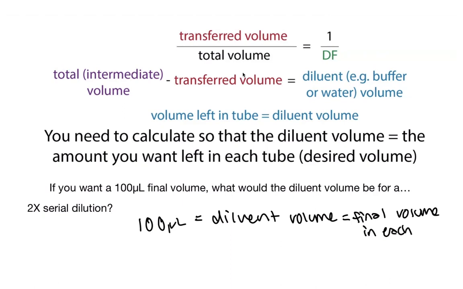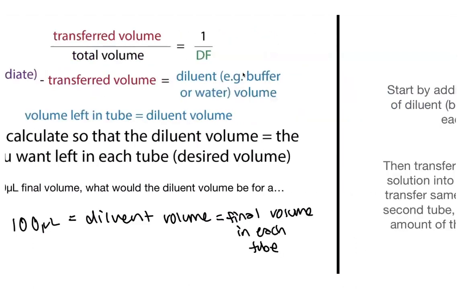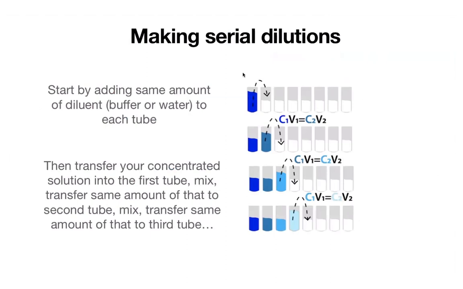Now remember, the last tube is going to have the extra, unless you pipette out of it. But basically the final volume you want is going to be the volume of buffer or water you're going to have to put in each of your tubes. So we go ahead, and to each of these tubes, we would have 100 microliters, we'll just say buffer, in each tube.